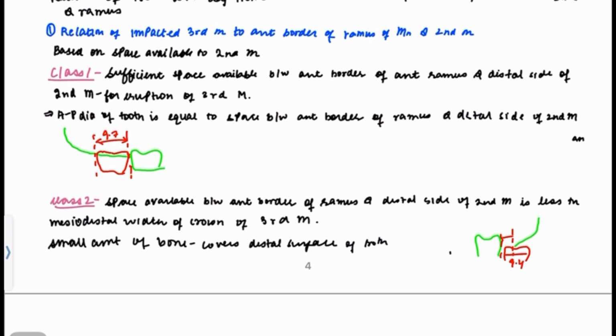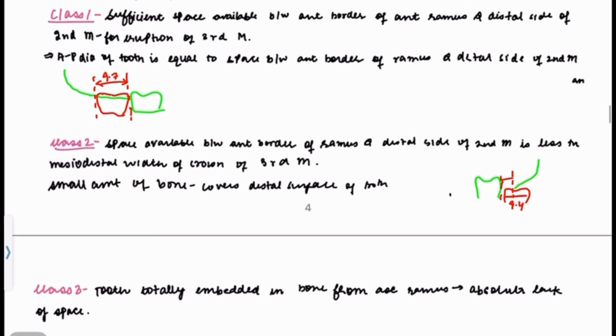In this diagram, I have drawn the second molar in green and the impacted tooth in red. So there is sufficient space available. Now let's see class 2. What is class 2? That is the space available between the anterior border of ramus and the second molar. This is the anterior border of ramus and this is the second molar, and the space available here for the tooth to erupt is less than the mesiodistal width of the crown.